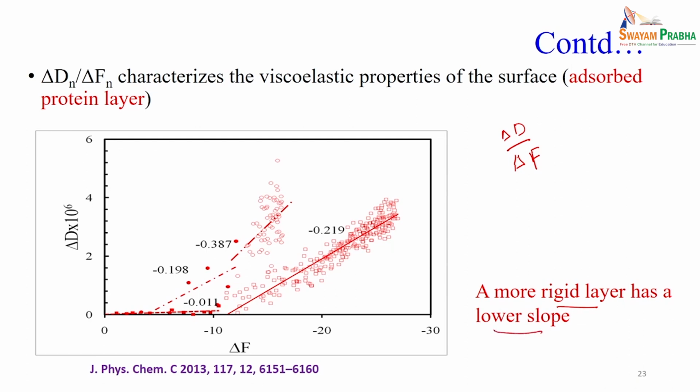So, here if you just see, you can say this one is the soft layer and the lower one is the rigid layer. So, if you simply plot delta D and delta F, based on the slope we can comment on the viscoelastic property of the adsorbed layer.